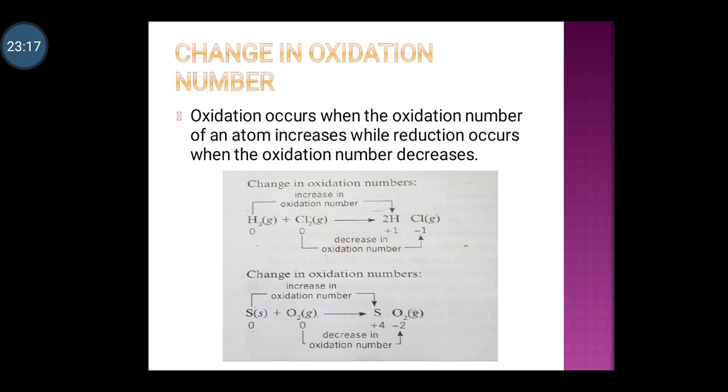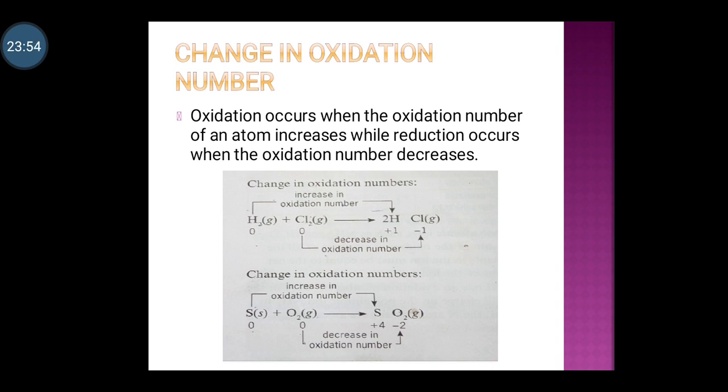The same thing happens to check the second equation. Sulfur plus oxygen to produce sulfur 4 oxide, SO2. Now, sulfur standing alone is 0 oxidation number. Oxygen alone is 0 oxidation number. At the end, they combined to form SO2. Now, sulfur oxidation number in SO2 is plus 4, while oxidation number of oxygen, of course, is minus 2. So, sulfur increased from 0 to plus 4. Oxidation is happening there. Then from the oxygen 0 to minus 2, reduction is taking place there.